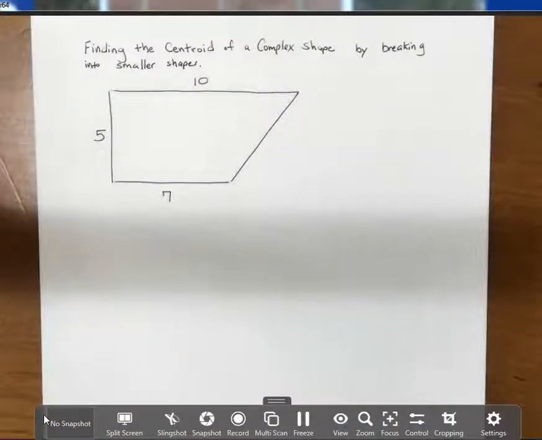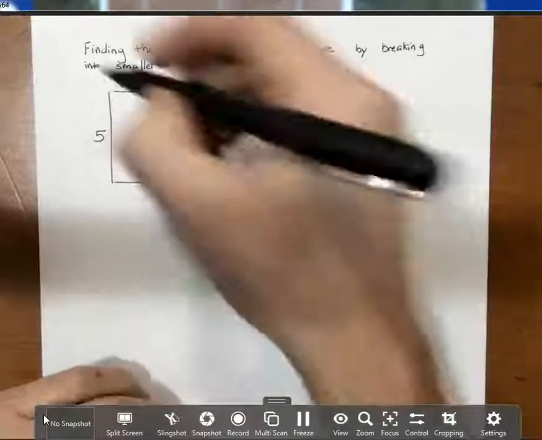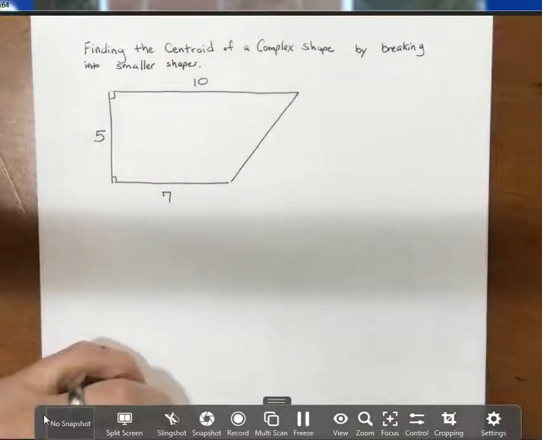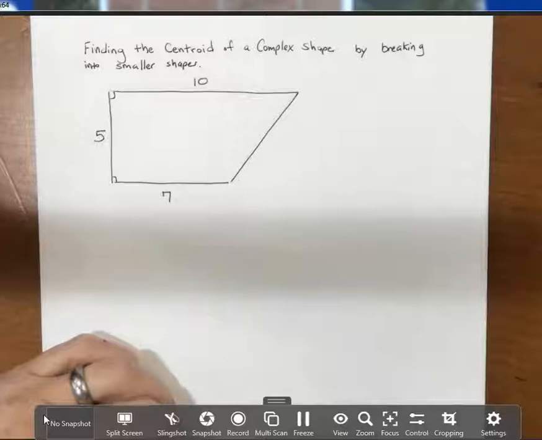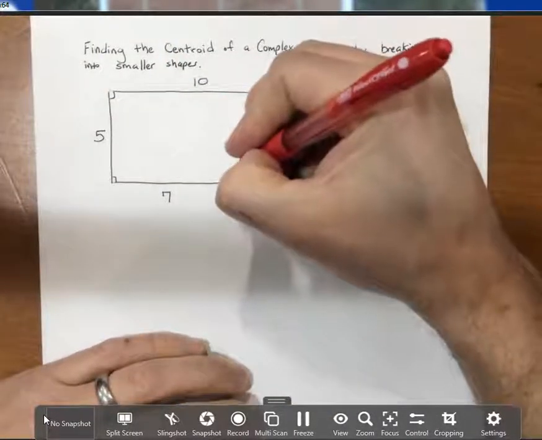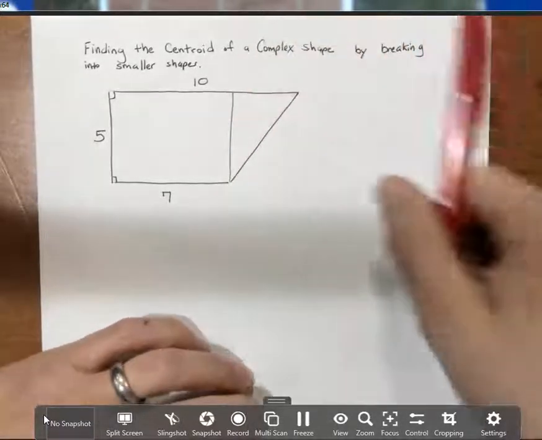Okay, welcome. We're going to go ahead and talk about how to find the centroid of a complex shape by breaking it down into smaller shapes. So this shape I have right here, not that complicated, but hopefully you can see that this trapezoid, I did intend to make these right angles, at least to verify that they are, can be broken into a rectangle and a right triangle. Two shapes that we knew how to find the centroid of fairly easily.